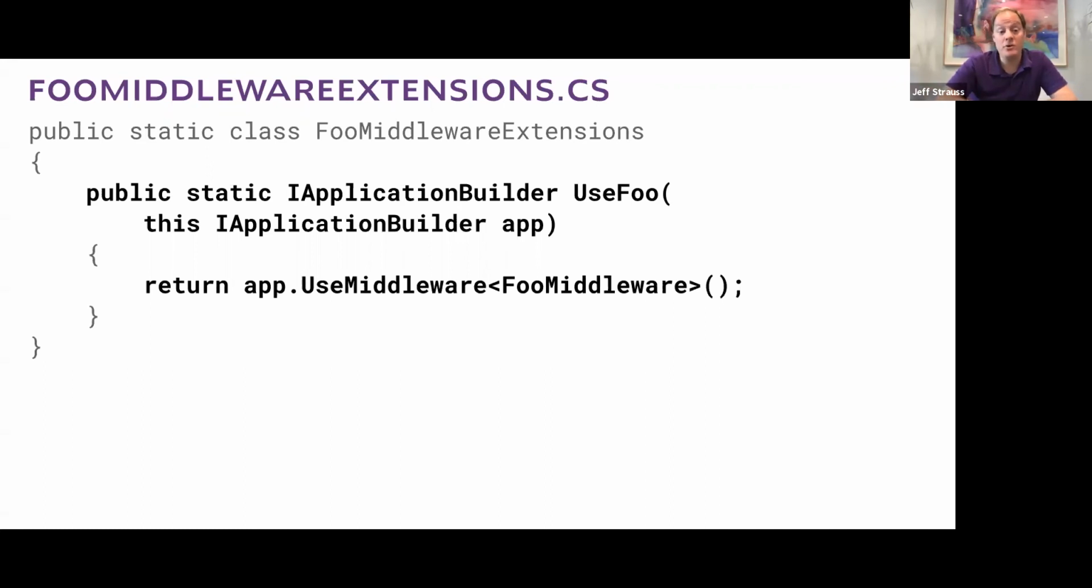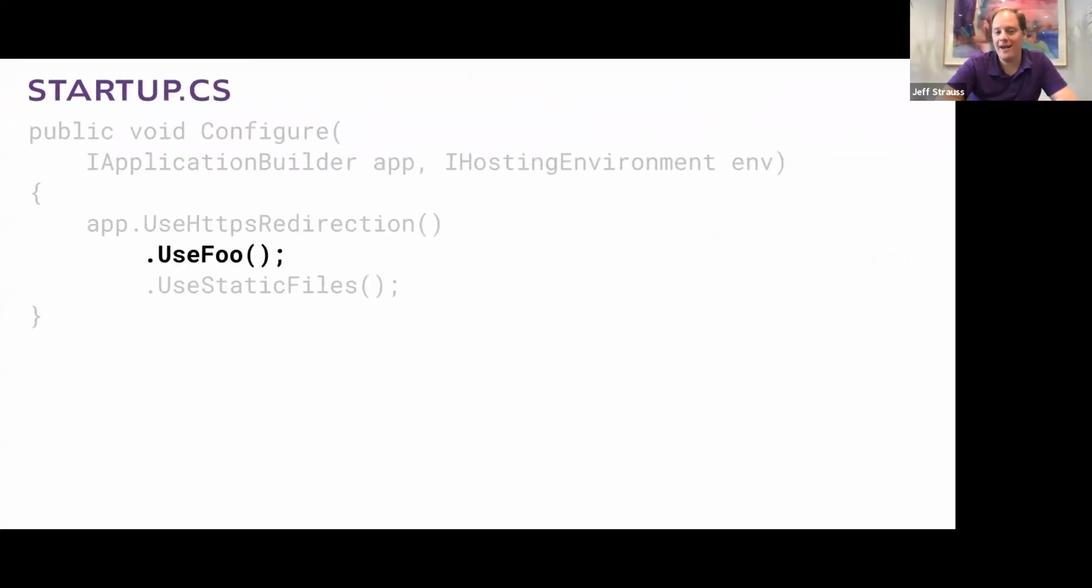So in this case, all I'm doing, and you can call this, by the way, right in startup, just like you can have app.use, you can call app.use middleware and give it a middleware class if you want, but it's kind of nicer to abstract that away. So now I've created a use foo method. I'm going to say use this piece of middleware, and back in startup, all I've got to do is that.